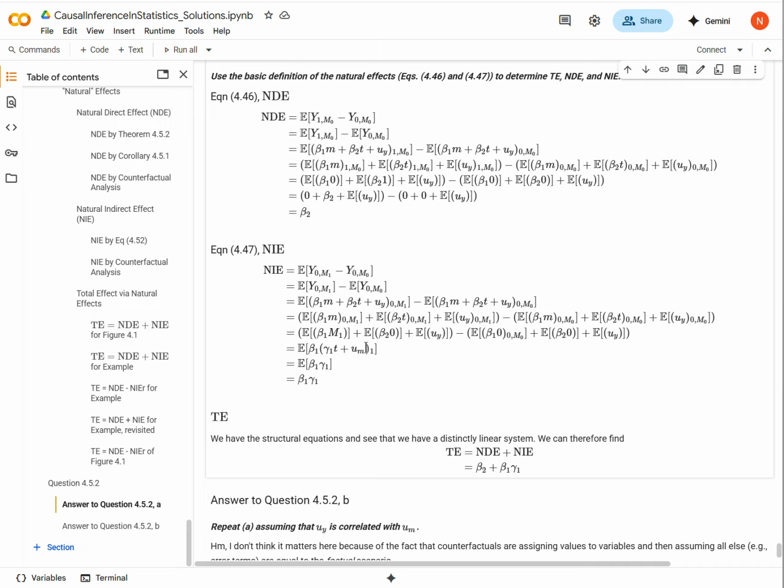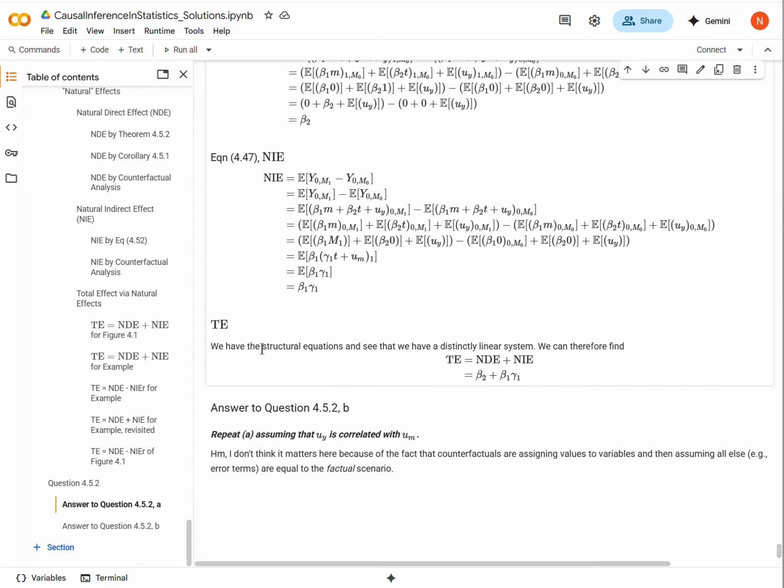The error drops out because the expectation of the error we're supposed to say is 0. And so then we get the expectation of beta 1 times gamma 1. These are supposed to be fixed values, right? There's no variability in the parameters. And so the expectation is just them themselves.